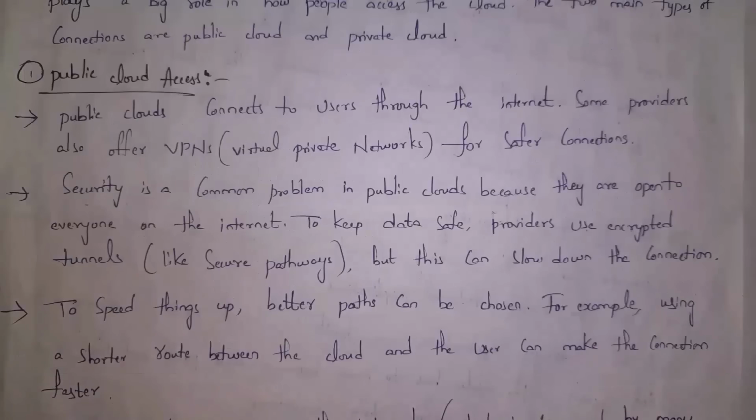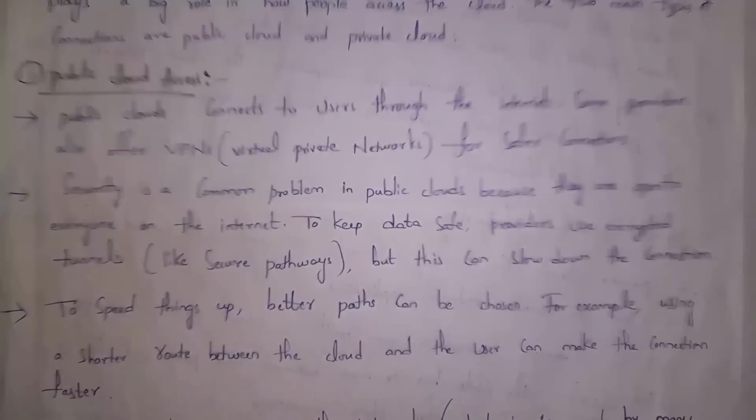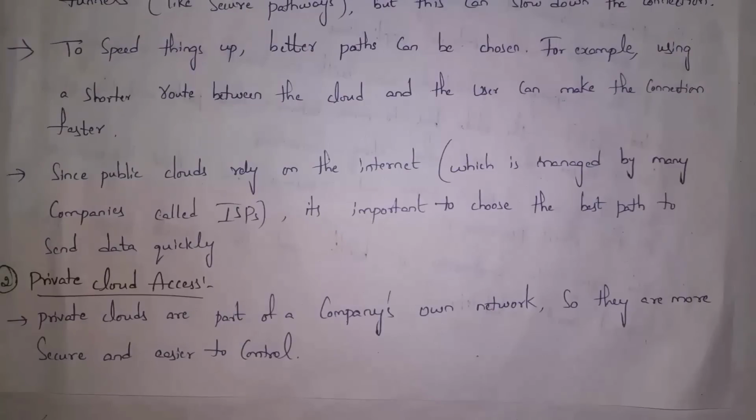Guys, everyone can use a public cloud by using the internet, so there will be a security problem. In order to keep our data safe, providers must use encrypted tunnels, like security pathways, to secure our data. But this process will slow down the cloud connection. So in order to speed up the cloud, providers must choose better paths. For example, if a provider uses a short route between the cloud and the user, then the cloud connection will be fast. Guys, public clouds completely depend on the internet to work, and these public clouds are managed by service providers. So the provider must choose a better path in order to send data quickly.